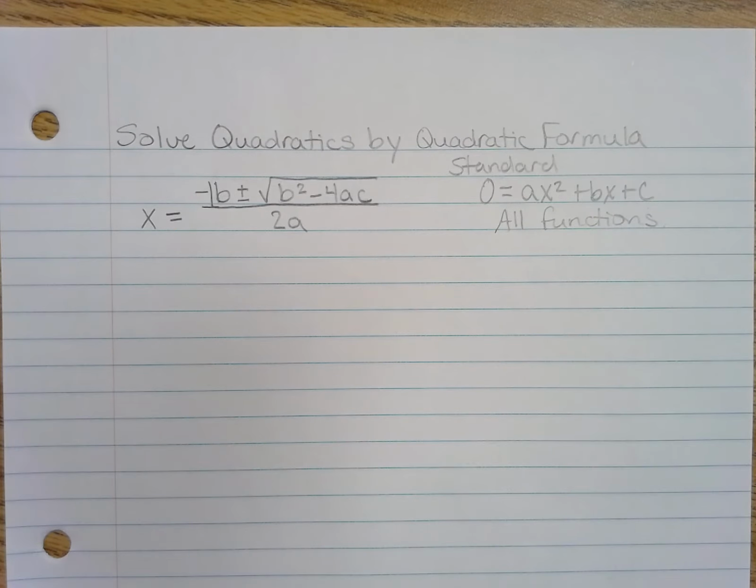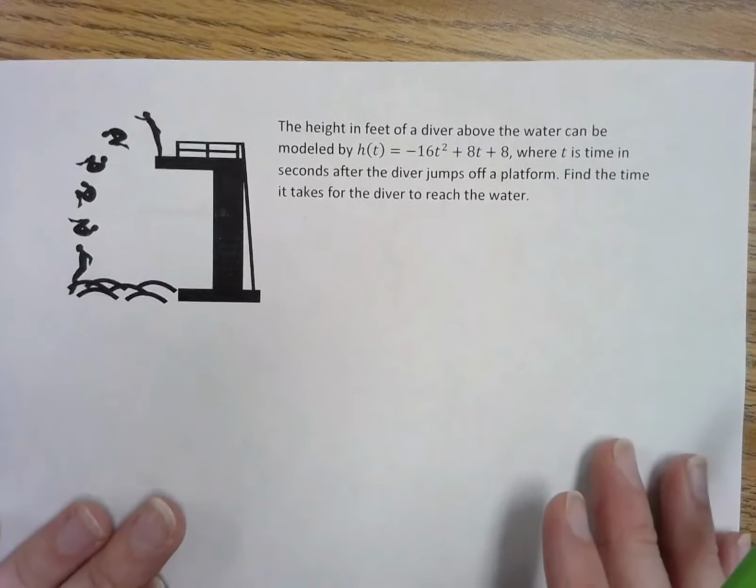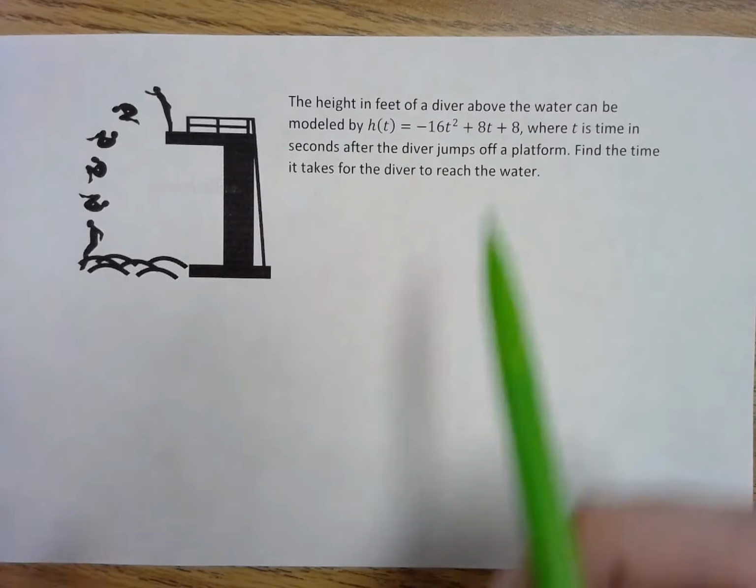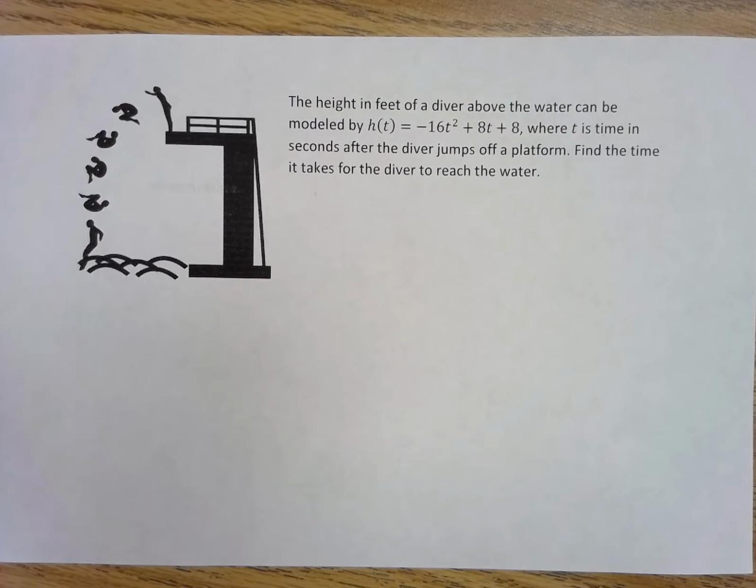Let's look at our first example. You do not need to copy this entire word problem. We will copy the function and some other important information while we work this problem. So we have the height in feet of a diver above the water can be modeled by that function. So copy that to your paper. Where t is time in seconds after the diver jumps off a platform, we're going to find the time it takes for the diver to reach the water.